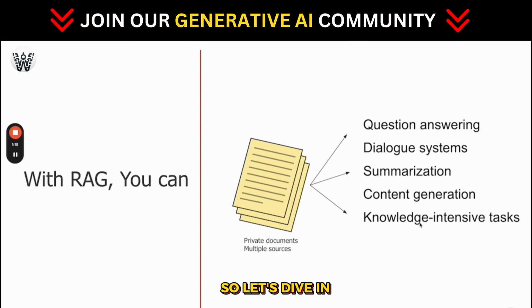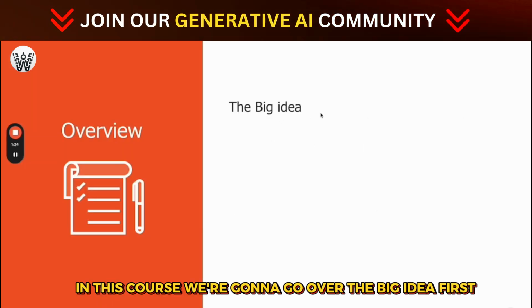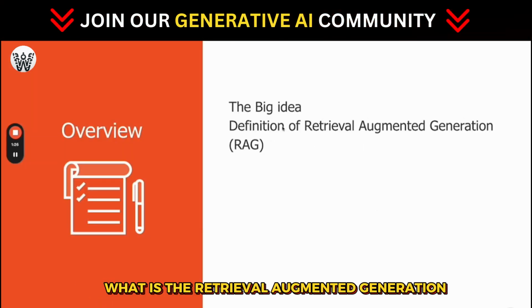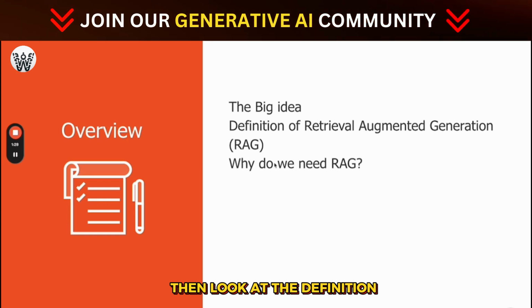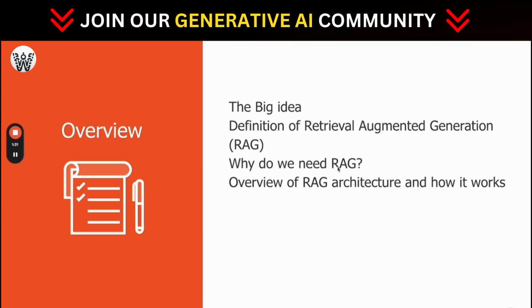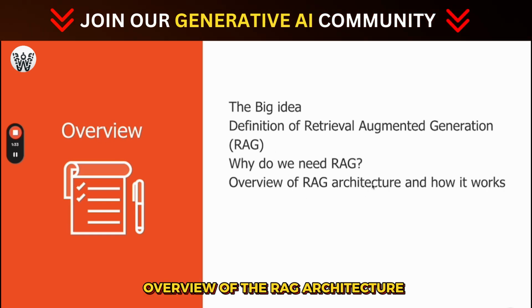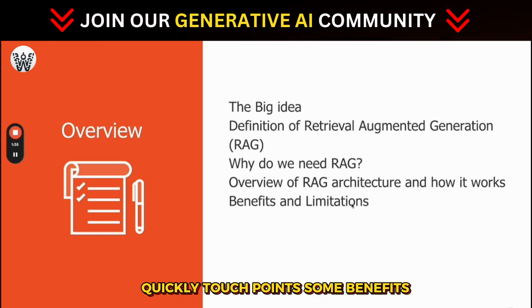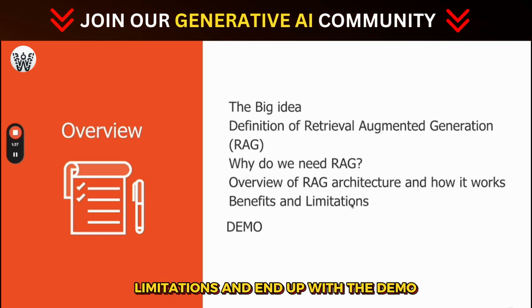So let's dive in. In this course, we're going to go over the big idea first. What is Retrieval Augmented Generation? Then look at the definition. Go over why we need RAG, an overview of the RAG architecture and then how it works. Quickly touch upon some benefits, limitations, and end up with a demo.